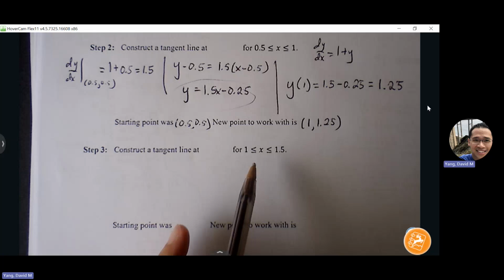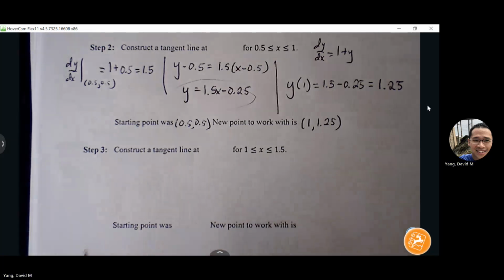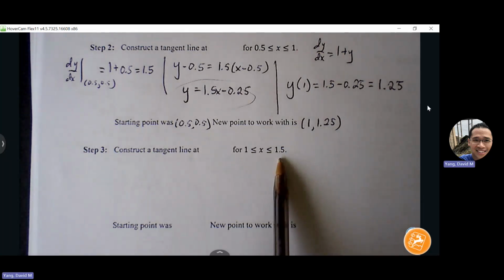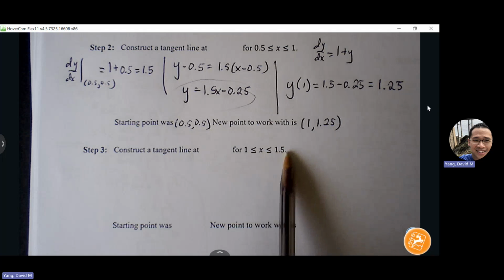We create what that segment looks like, use that tangent line equation to get our next point until we reach what we're trying to find. We're trying to find, using this approximation method, where the graph is sitting in terms of the y value when x is 1.5.